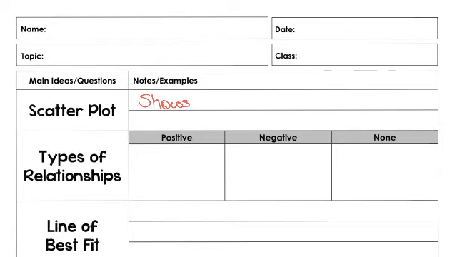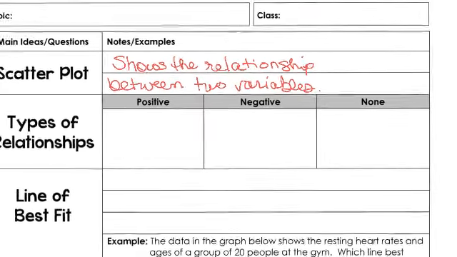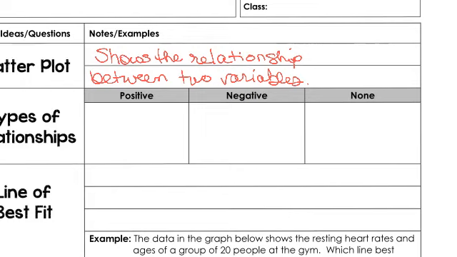Shows the relationship between two variables. So there are three basic types of relationships. There's positive. I'm writing it this way on purpose.